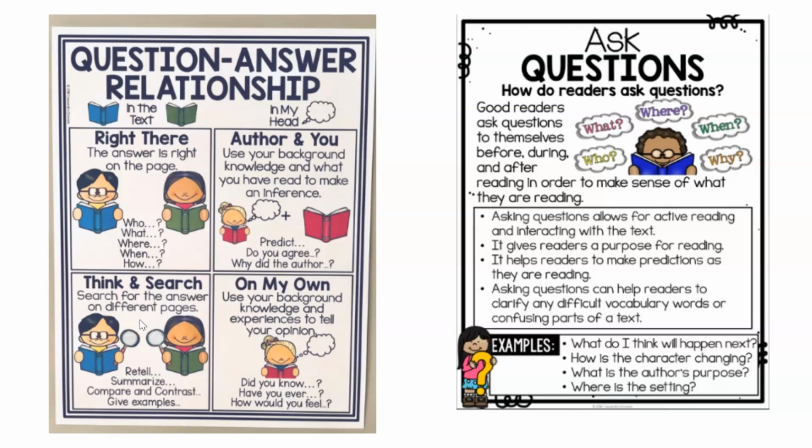The other type of question is in my head. And there's two types of those. There's author and you, meaning you use your background knowledge and what you have just read to make an inference. These types of questions are predicting questions, do you agree questions, or why did the author type of questions. These you're not going to find the direct answer in the story.